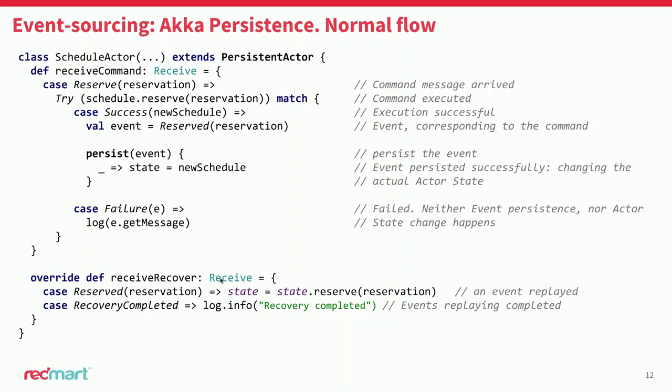This is the function from the persistent actor, it's override, and this one is not override. This override, so receive recover replaces the same events I stored here. So what it does, it just applies the event knowing in advance that everything will be successful. I don't check anything here.